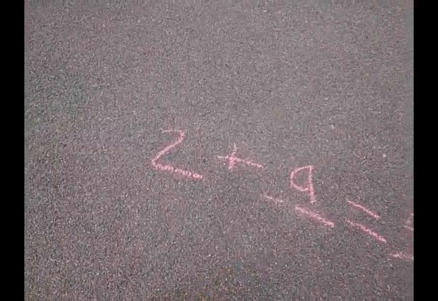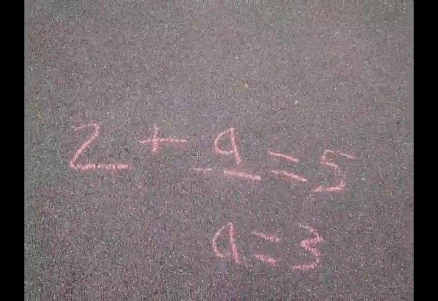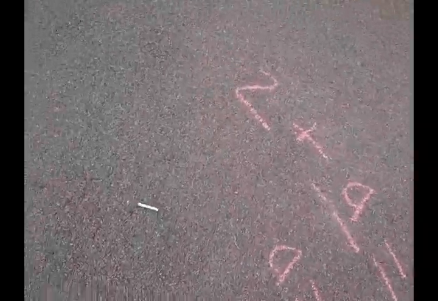Now, you can probably already see it. We'll go into a bit more detail when this gets harder in a second. But A, obviously, equals 3. So that's how you work out your first algebra problem. 2 plus A equals 5, so A must equal 3. So why do we use that?